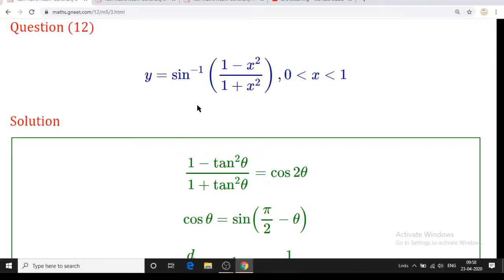I'm going to take certain sums from exercises 5.3, 5.4 and 5.6. The first is inverse trigonometry, 5.3. This is the 12th sum given: y is equal to sine inverse of (1 minus x square) upon (1 plus x square), where 0 is less than x is less than 1.